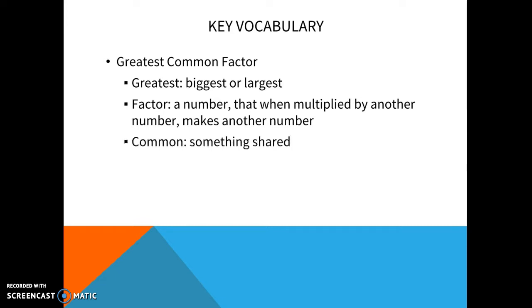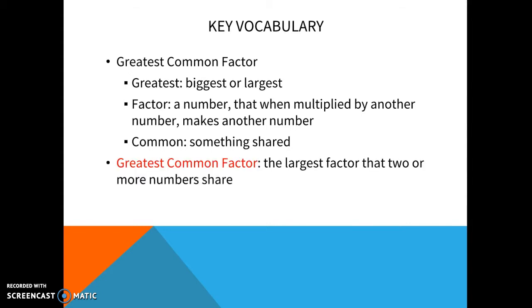The last word, common, is something that's shared. So something that you have in common with a friend is maybe y'all both like video games. So something common is something shared. So if we think about all 3 of these words together, greatest, common, and factor, our definition for greatest common factor is the largest factor that 2 or more numbers share.